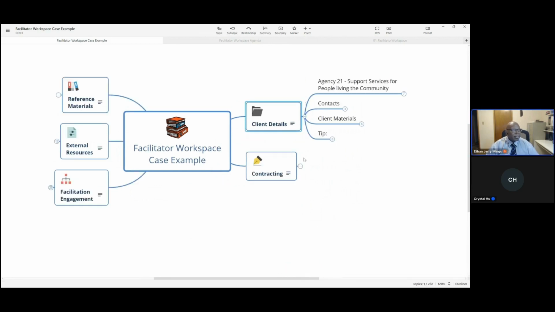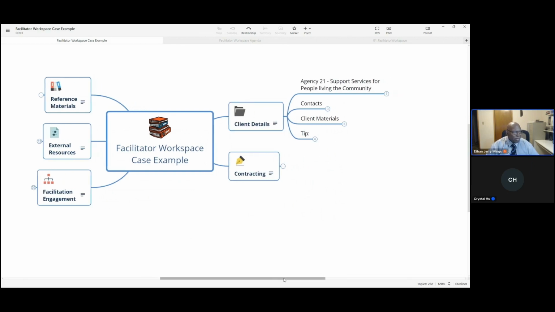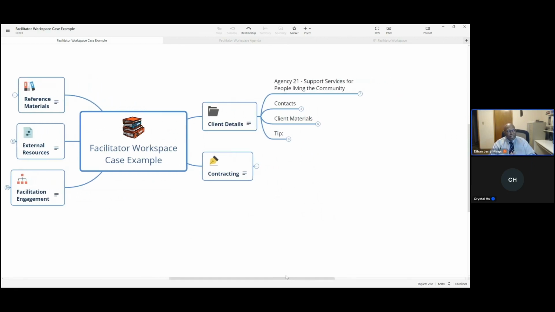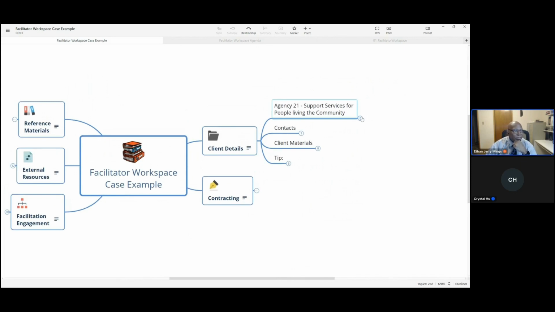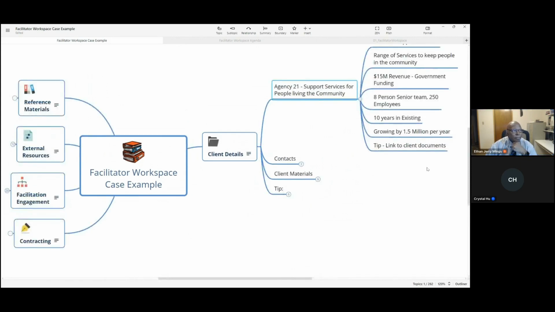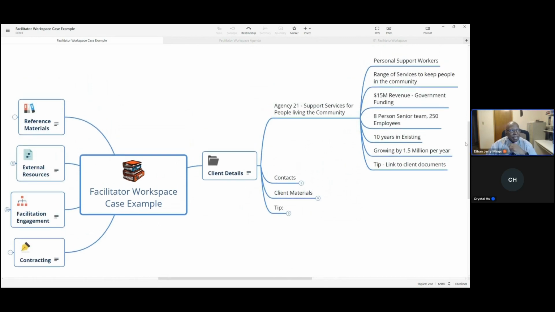And for this case study, I've made up a case where the client is an agency. They provide support services in the community. And in a very brief conversation with them, they told me the following information. One of the things they told me is they do personal support workers, which are people who provide supports in the home. It can be from preparing meals, helping people around the house, a variety of services. That's an important part in helping people remain in the community successfully.